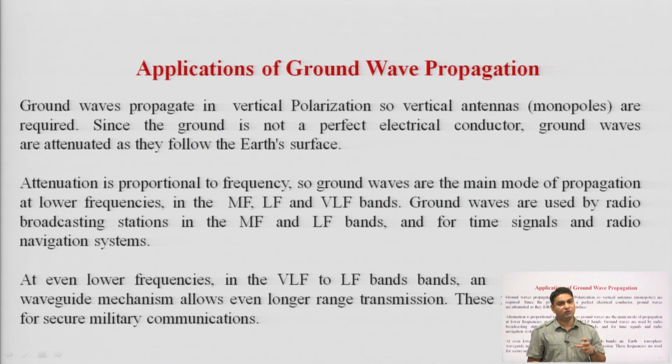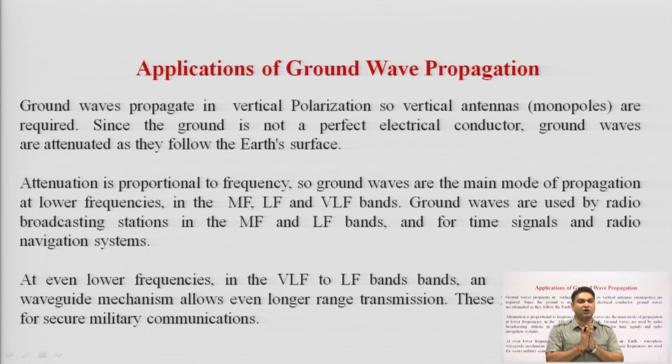Generally, we use this mode of propagation for lower frequencies only, and all the applications which are utilized under this category are summarized here. Ground waves propagate in vertical polarization. So, vertical antennas, generally known as monopoles. Obviously, the tower radiators or vertical antennas in the form of transmitting antennas prefer the monopole type of antenna configuration, and these are generally required in surface wave or ground wave propagation.